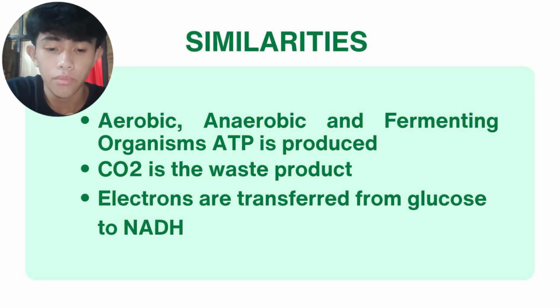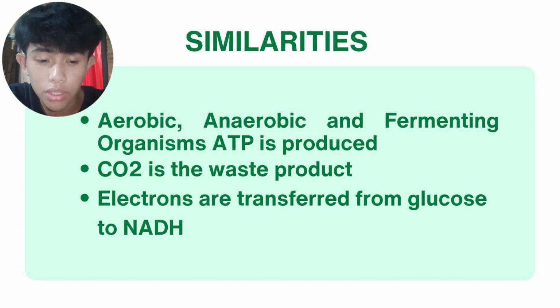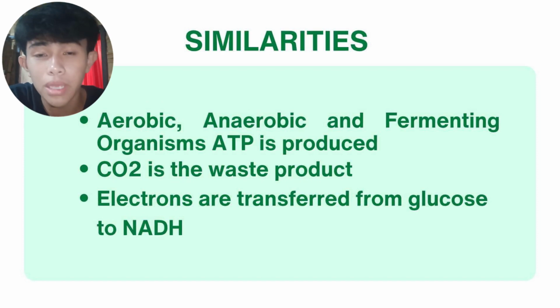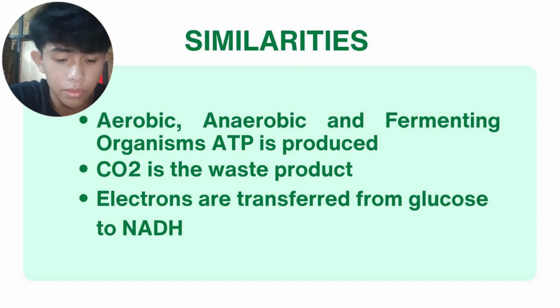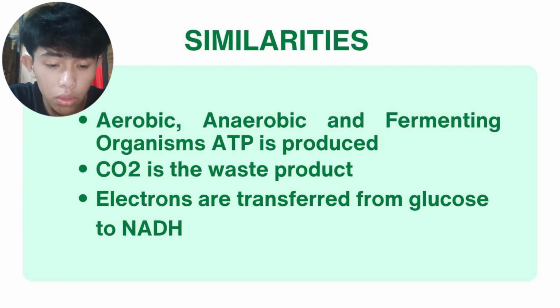Conditions: it occurs in the absence of oxygen. Process: partial breakdown of glucose without the use of oxygen. Location: it happens in the cytoplasm of the cells. ATP production: it generates less ATP compared to aerobic respiration, 2 molecules of ATP per molecule of glucose.